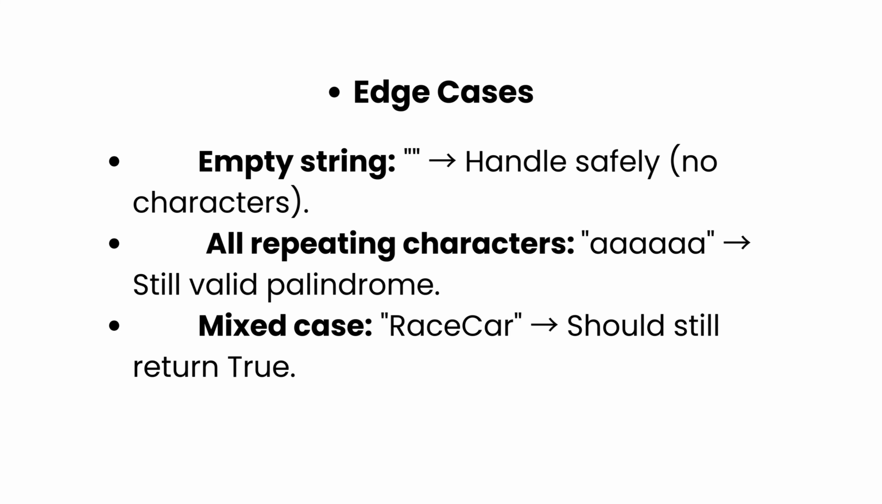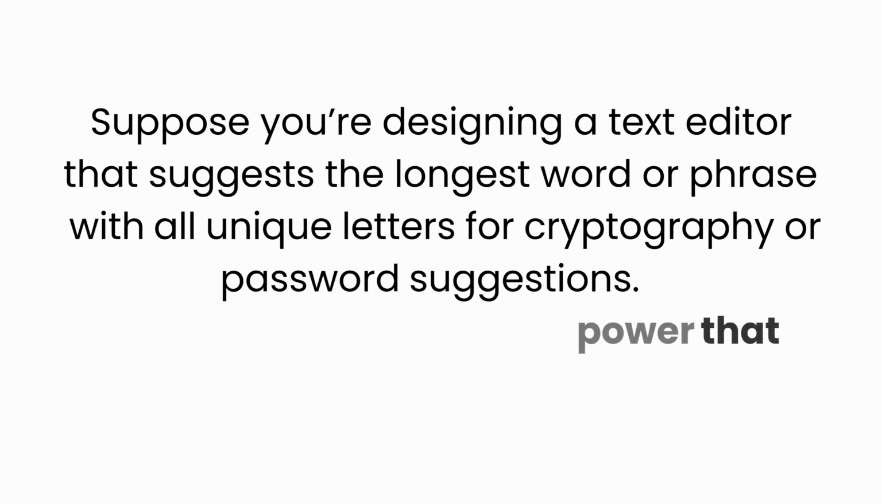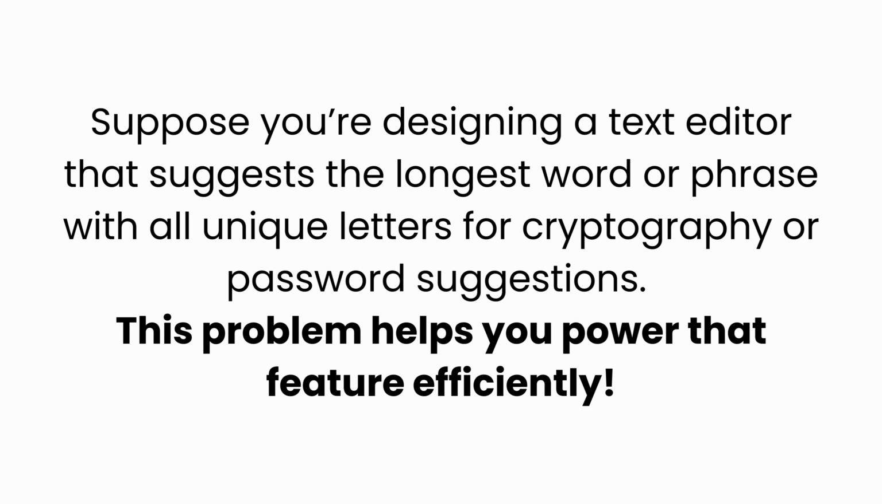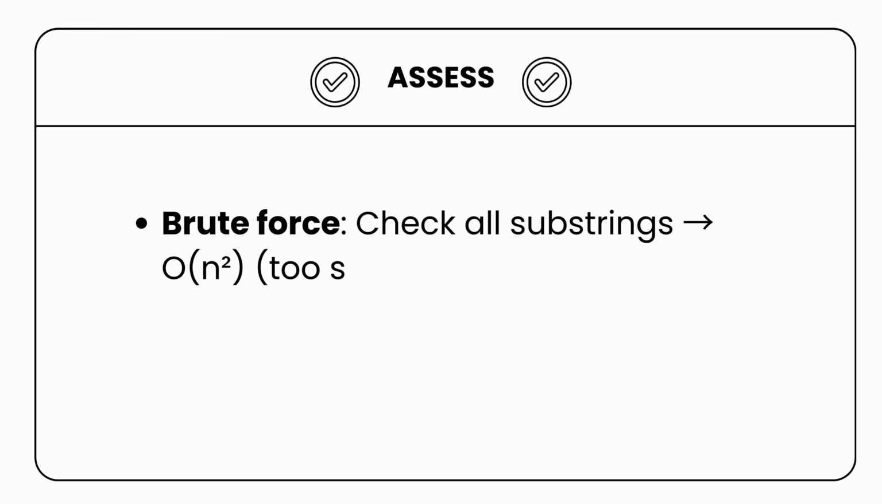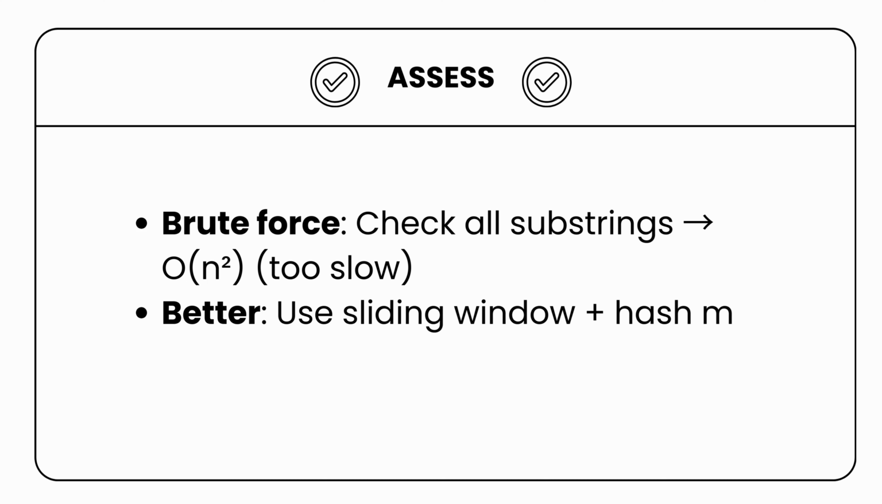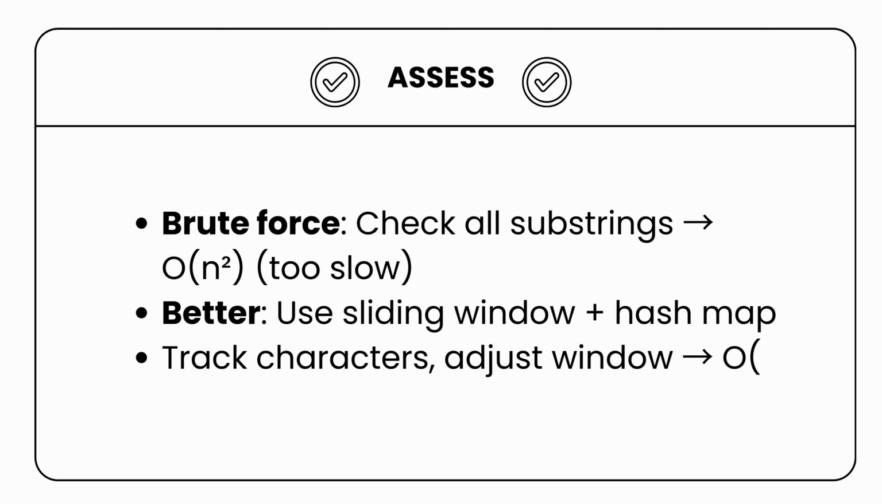Suppose you're designing a text editor that suggests the longest word or phrase with all unique letters for cryptography or password suggestions. This problem helps you power that feature efficiently. A brute force solution checks every substring, but that's O(n squared) time, much too slow. The optimal approach is to use the sliding window pattern with a hash map, or set, to track characters and their indices. This lets us expand and contract our window efficiently as we scan, guaranteeing O(n) time.